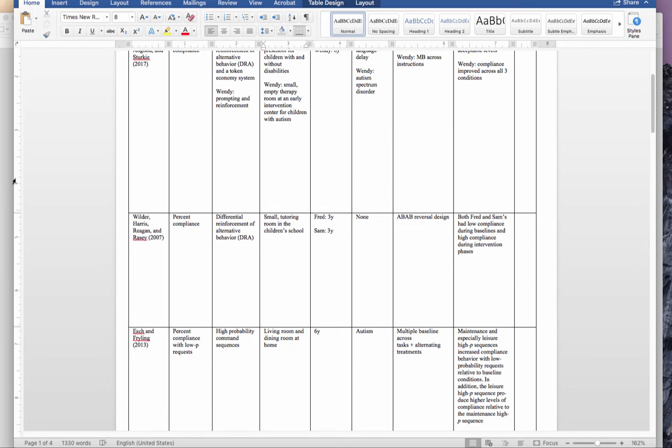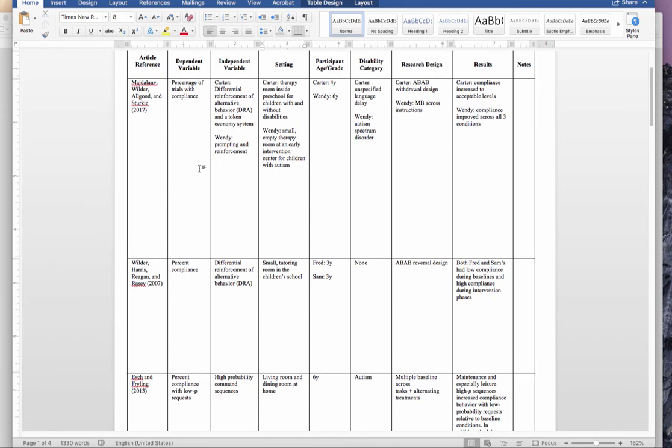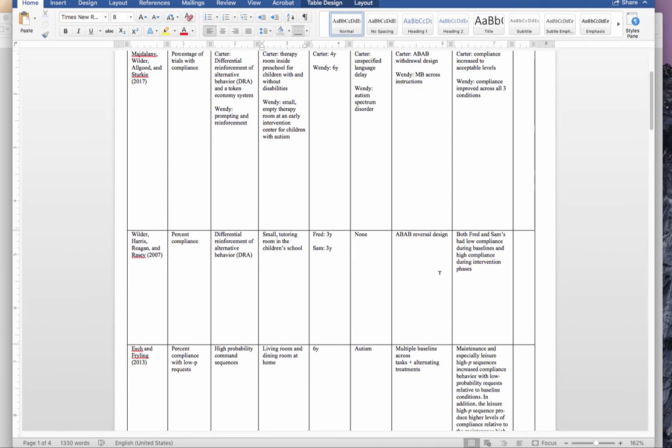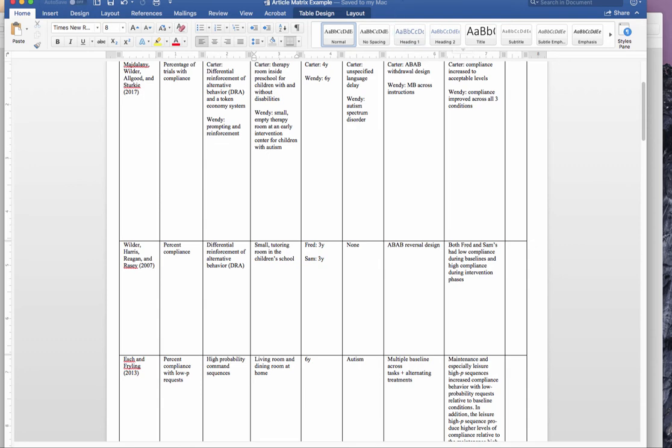All right, so the next part of the process of writing your research proposal is now taking this logic model, this research question and this article matrix and forming it into a literature review. So what you are going to do is you are going to summarize all of the studies that you read into a cohesive review. All right, so let me show you an example of what a cohesive review would look like.